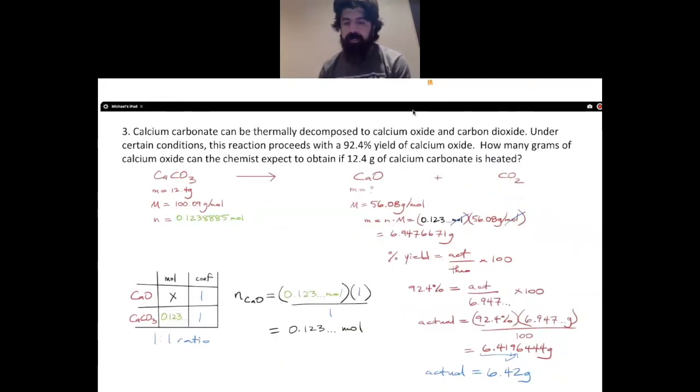Calcium carbonate can be thermally decomposed to calcium oxide and carbon dioxide. Under certain conditions, this reaction proceeds with a 92.4% yield of calcium oxide. How many grams of calcium oxide can the chemist expect to obtain if 12.4 grams of calcium carbonate is heated?